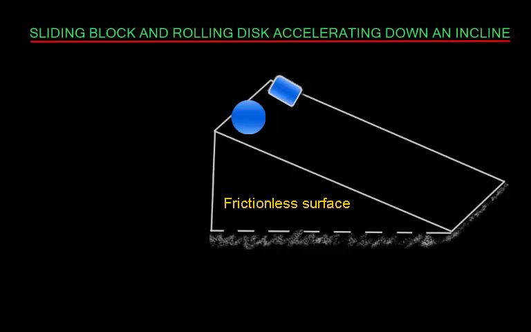Notice if the two objects are placed on a frictionless surface, their motions are going to be identical. That motion is going to be a sliding motion, and the two objects are going to have the same acceleration.